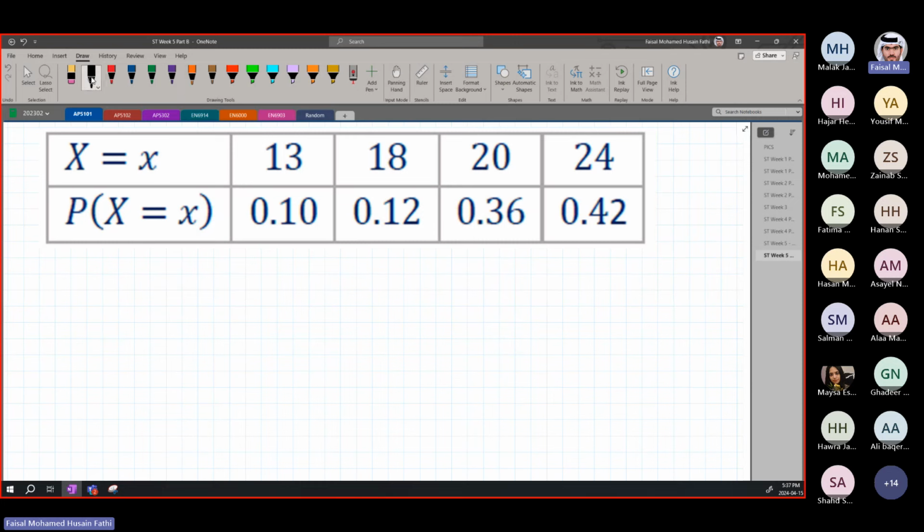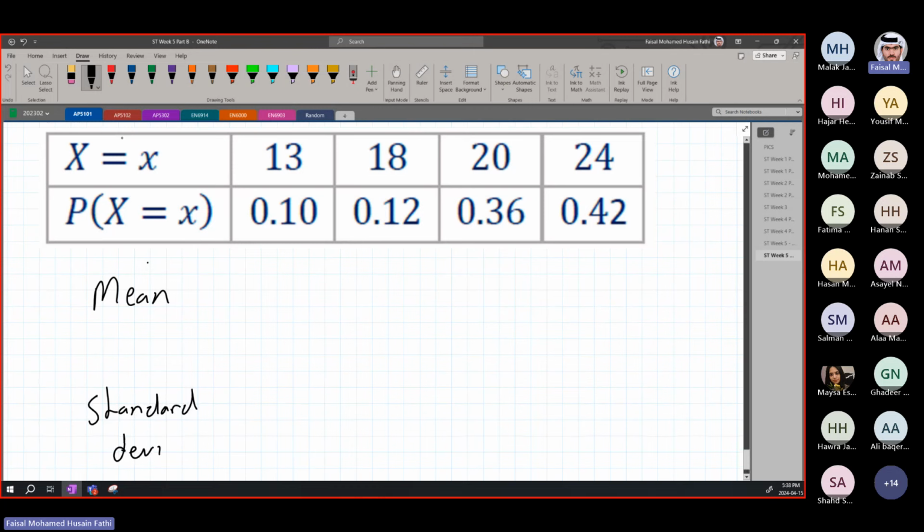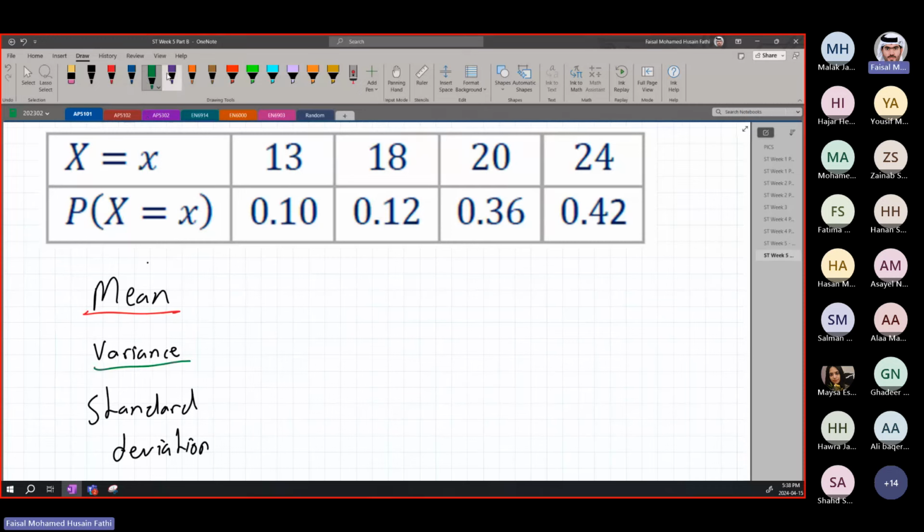Okay. So now the questions are asking us to find the mean. And before I extend this table, the questions are asking us to find something called the mean and the standard deviation. And there's something we also have called variance. So we have the mean, the variance, and we have our standard deviation.